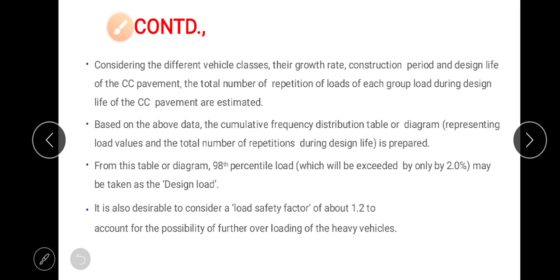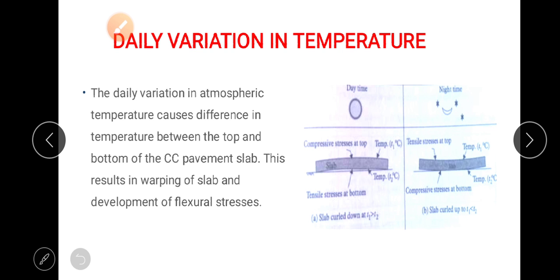From this table or diagram, the 98th percentile load, which will be exceeded only by 2%, may be taken as the design load. It is also desirable to consider a load safety factor of about 1.2 in order to account for the possibility of further overloading of the heavy vehicles.